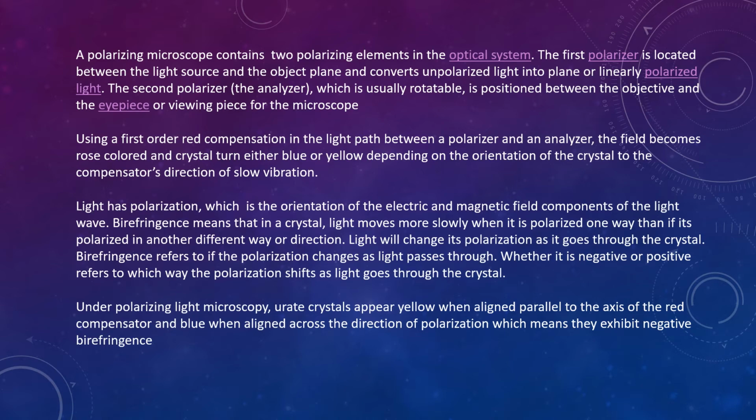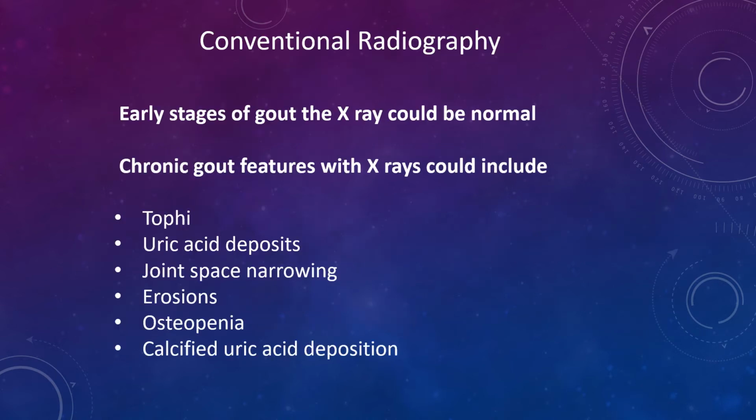Under polarizing light microscopy, urate crystals appear yellow when aligned parallel to the axis of the red compensator, and blue when aligned across the direction of polarizing, which means they exhibit negative birefringence. In other words, negative birefringence is when polarized light, which is going in one direction, hits a crystal. It can go in two directions. If it's parallel, then it appears to be yellow, and when it is perpendicular, it turns blue.